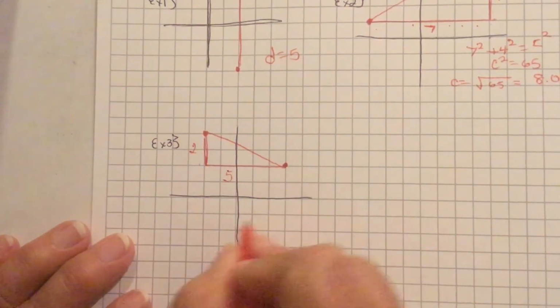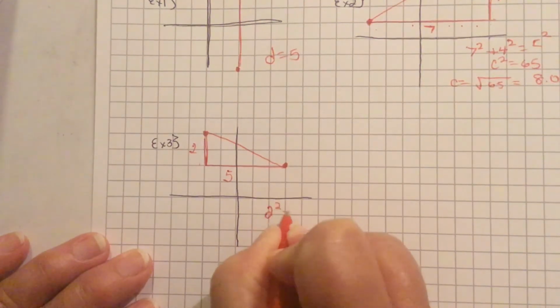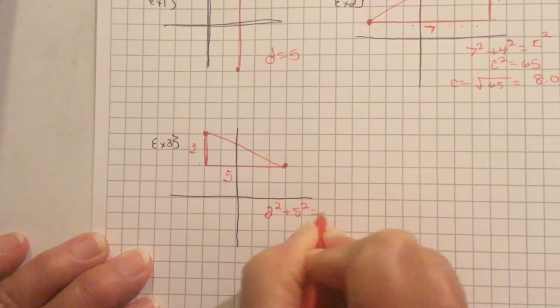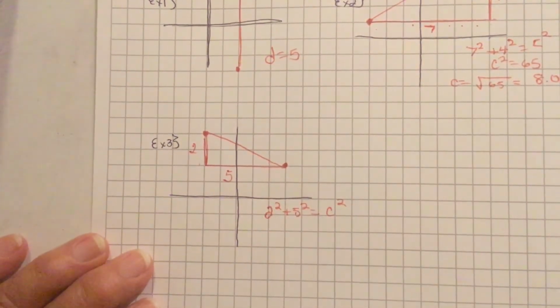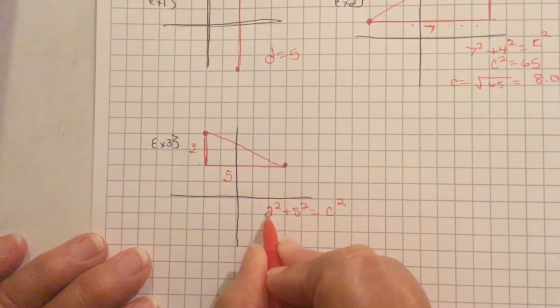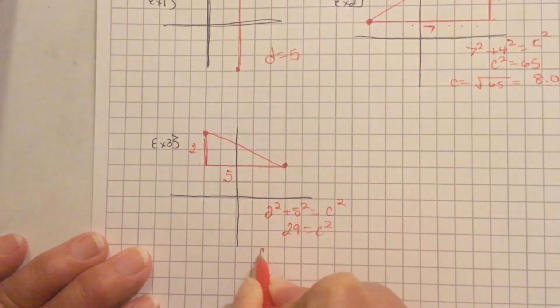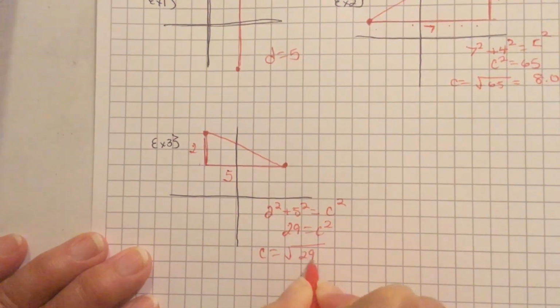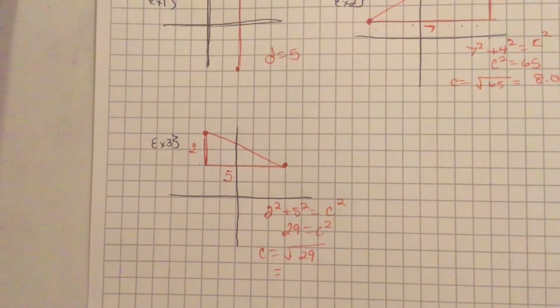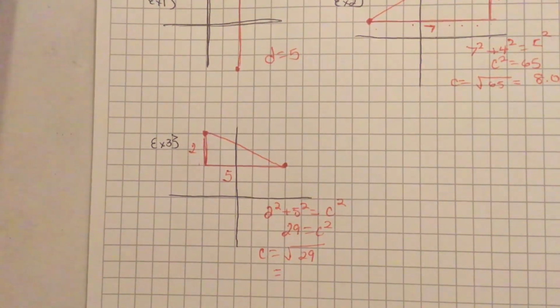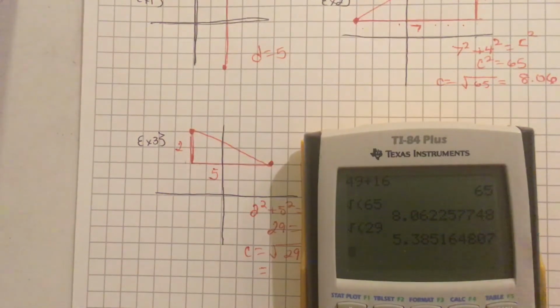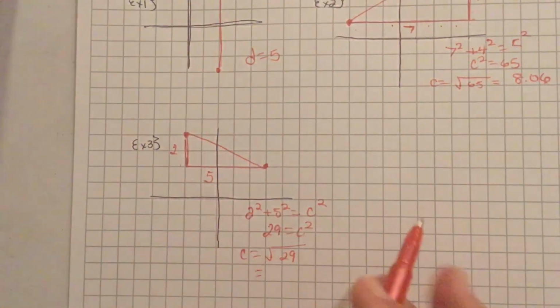Pythagorean theorem says 2 squared plus 5 squared equals the missing hypotenuse squared. That's 4 plus 25, 29 for c squared, taking the square root of 29, rounding it to 2 places. Remember, this number here, this 5, is going to make the 8 go up, 5.39.